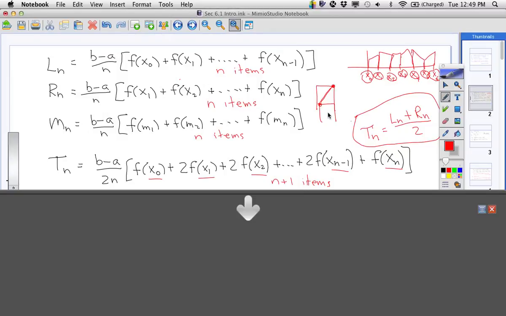Now, that makes sense that that'd be a good thing to do, right? Because if lefts are under, we know rights will be over. They're kind of like partners that way. If lefts are under, rights are over, if we average them, that ought to be better. And if lefts are over and rights are under, average them, that ought to be better. So the nice thing about a trapezoid is it's just a better approximation than a left or a right. Now, there's nothing really new there.